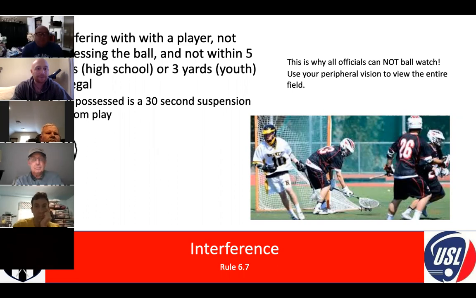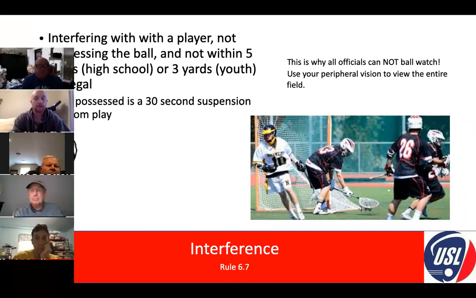I've got to move our faces down. There we go. Okay. The next call we'll probably see the most of, and the call I wish we would use more on the lacrosse field, is the interference call. I wish we would use this more. I'll get that chat question in a second. The interference call is something we should use more on the lacrosse field.